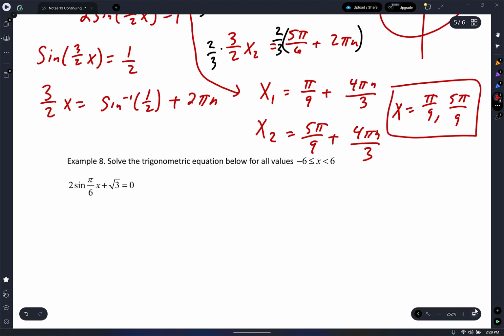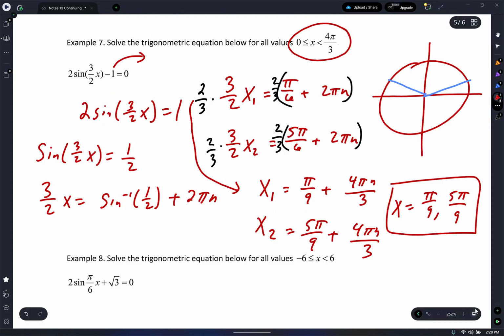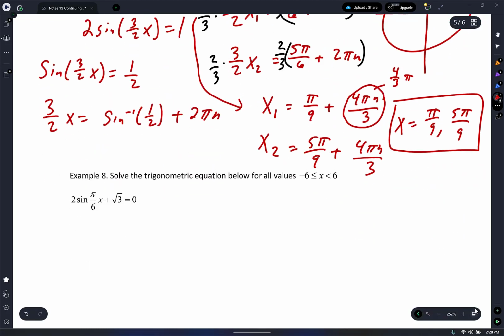All right. Now we want all the answers. Oh, by the way, in case you're wondering, why didn't I put more answers? I want all the answers between 0 and 4 pi over 3. My period is 4 pi over 3. So if you had 4 pi over 3, you'd already be outside the domain. Some of you like to read it as 4 pi over 3, some of you like to read it as 4/3 of pi. It doesn't matter. They're all the same. However you like to read it.